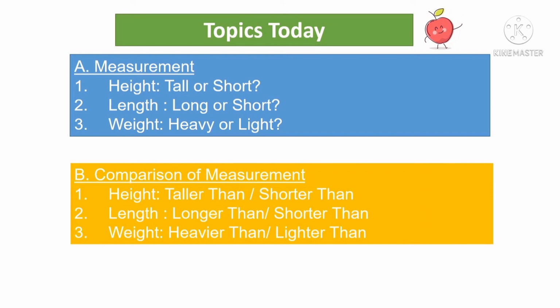In height, we measure something as tall or short. In length, we measure something as long or short. In weight, we measure something as heavy or light. Then we moved on to learn about the comparison of measurement. We compared many objects against each other, and we learned about the height as taller than or shorter than, length as longer than or shorter than, and weight heavier than or lighter than.